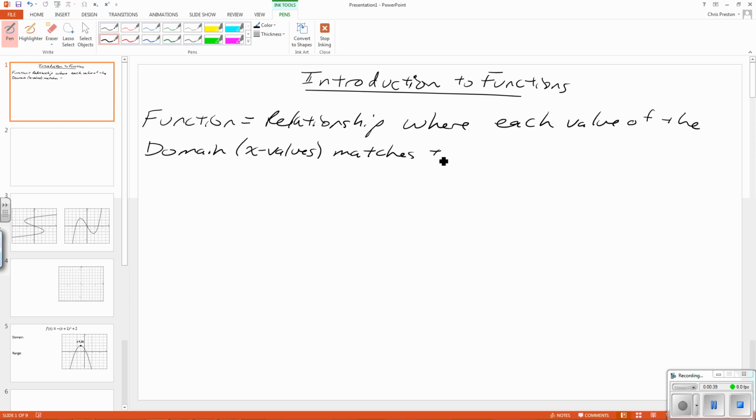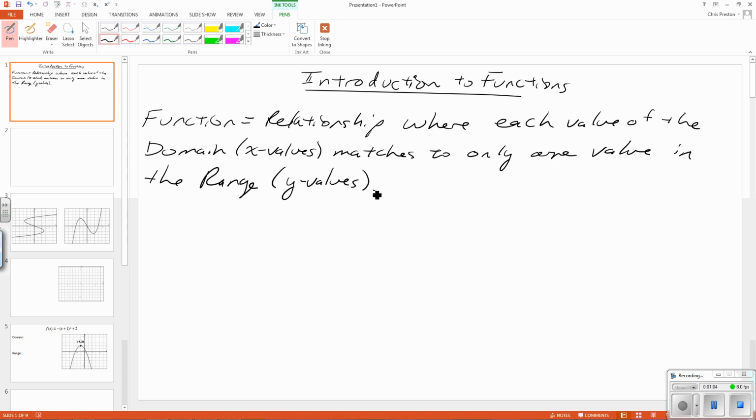matches to only one value in the range. The range is sometimes called the dependent variable, or we'll just say the y values at this time. So each x value matches to one y value. So you never have an x being shared by more than one y value.